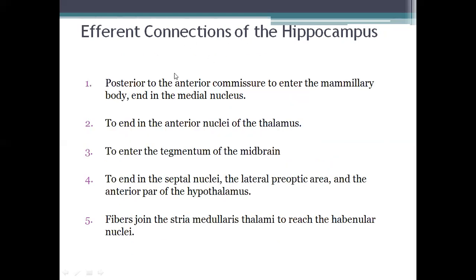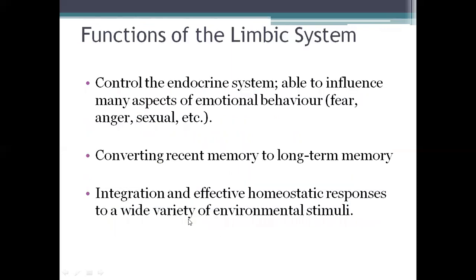Then efferent connections: fibers pass posterior to the anterior commissure to enter the mammillary body, end in the medial nucleus, end in the anterior nucleus of the thalamus, enter the tegmentum of the midbrain, and end in the septal nuclei, lateral preoptic area and anterior part of the thalamus. Fibers join the stria medullaris thalami to reach the habenular nuclei.